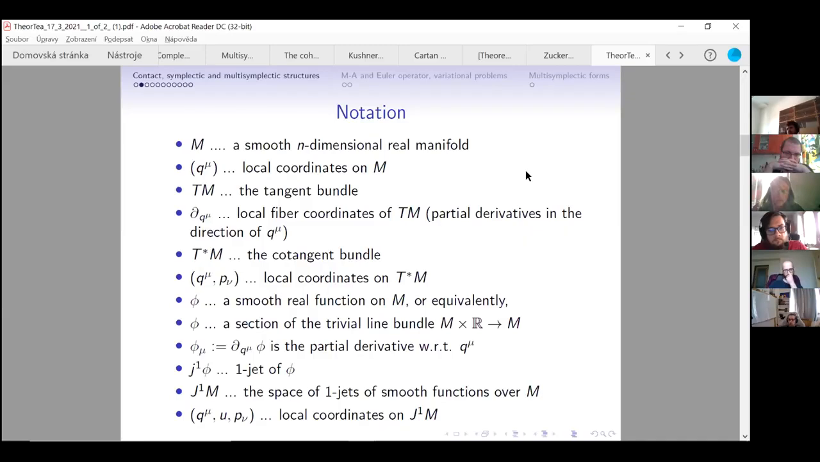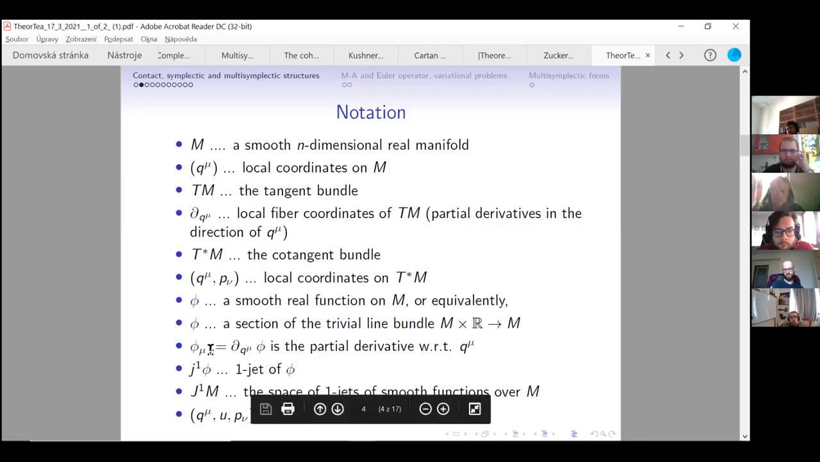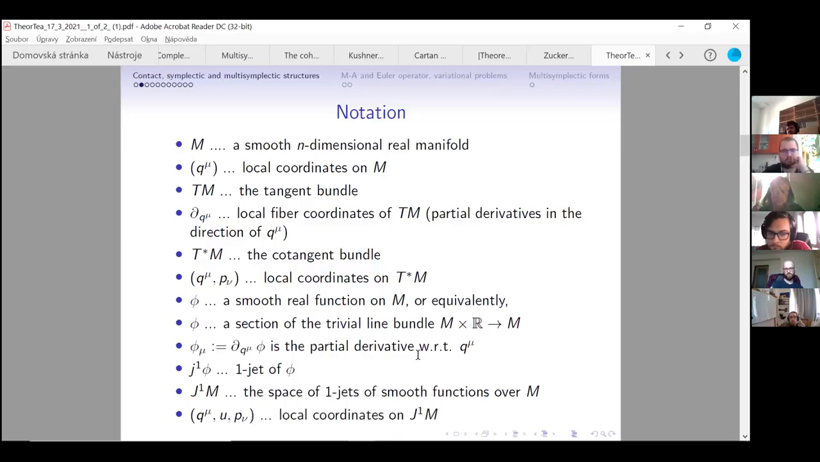Now we want to employ the equivalent of a smooth function as a section of the trivial line bundle M × R → M. So the section will be from M to M × R. And this then enables us to see the one-jets of a function as sections of the prolongation of this projection. Then standard notation: ∂_μ φ is just the derivative in the direction of q^μ. J^1 φ is the first jet of φ.